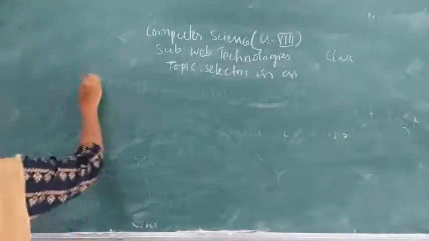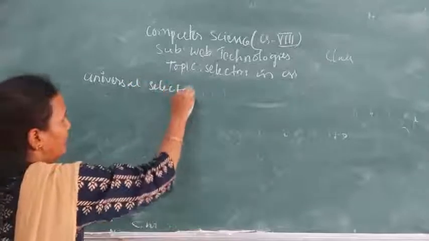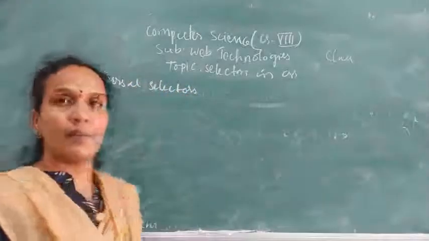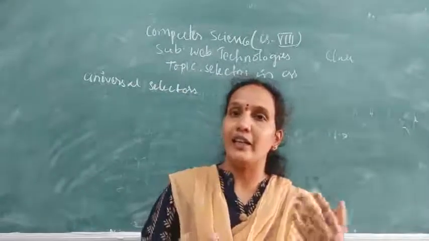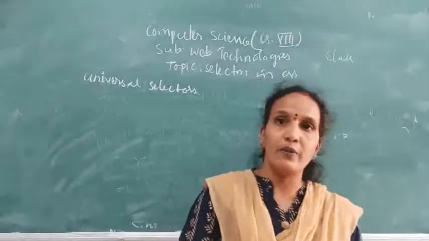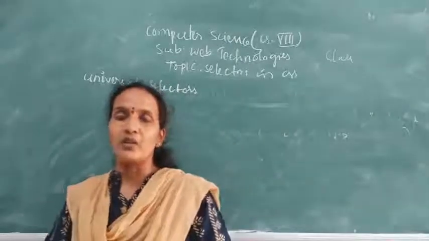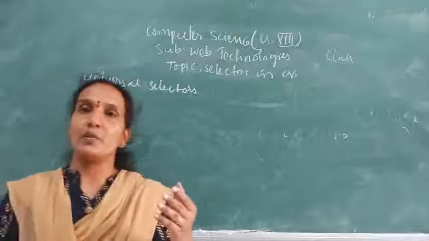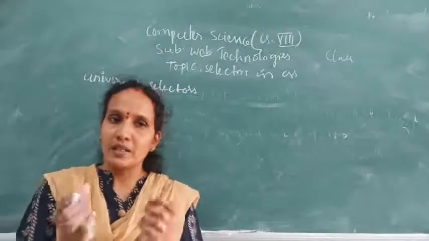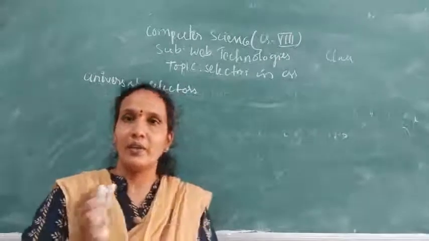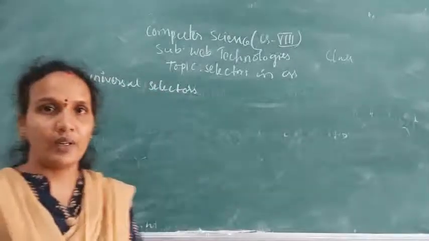Now, the next one is the universal selector. Universal selector means, for example, you have an HTML document. For all the elements in that complete HTML document, if you want to give the same property, then you can use a universal selector. For example, if you have 5 tags in the HTML document, the same property will be applicable to all 5 tags. Using the universal selector, you are not giving a specific style to any element. All the elements will get the same common property.